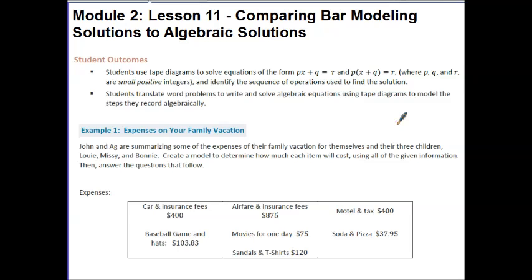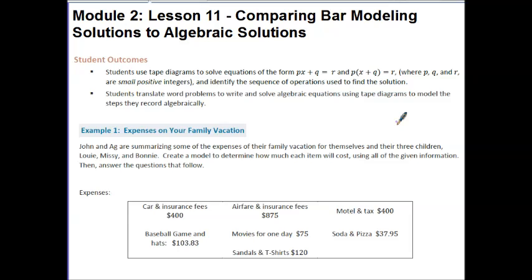Today's lesson is Module 2, Lesson 11, Comparing Bar Modeling Solutions to Algebraic Solutions. Your outcomes for today's lesson are students use tape diagrams to solve equations of the form px plus q equals r and p times the sum of x plus q is equal to r, where p, q, and r are small positive integers, and identify the sequence of operations used to find the solution.